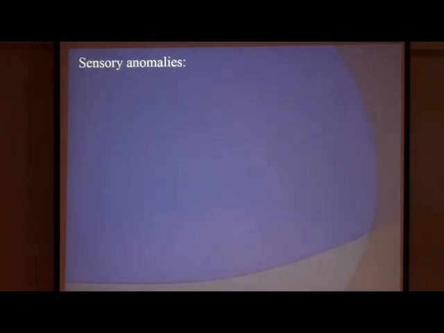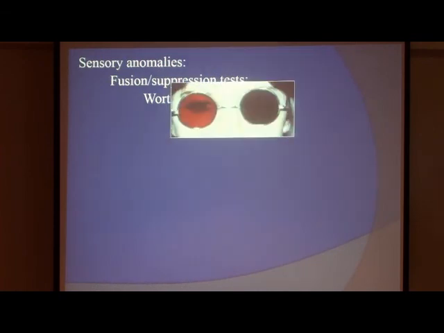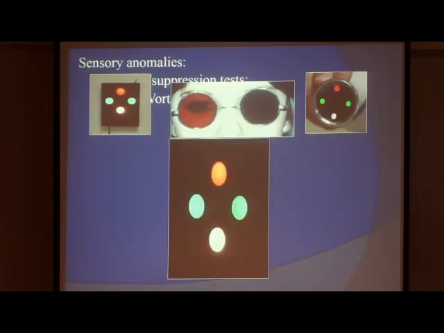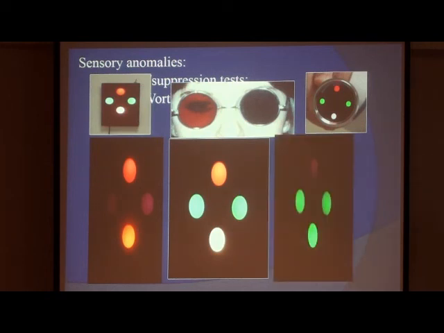Sensory anomalies, to have a quick view because we try to be as practical as possible. To test for fusion or suppression, there is the famous Worth four dot test. The patient wears goggles, red in front of the right eye and green in front of the left, and 4 lights are projected for distance and for near. This is what should be seen normally, and this is if we are talking about suppression of the left eye, so you can see only with the red eye, so you see only 2 dots, red, and the other way around, suppression of the right, you see with the green left eye.